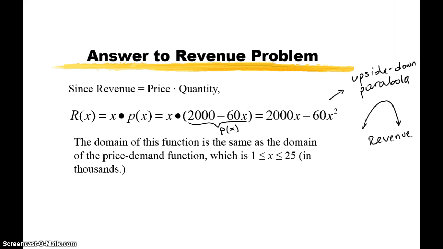The domain is the only thing left to find. We found the revenue function. Here it is. The domain of the function has to be the same as the domain of the price demand function, which was 1 to 25 in thousands. Why is that the case? That's the case because revenue is calculated as x times p of x, the price demand function. Because the price demand function is a multiple in the rule that gives the revenue function, their domains are the same. So the domain here is also 1 to 25 thousands.